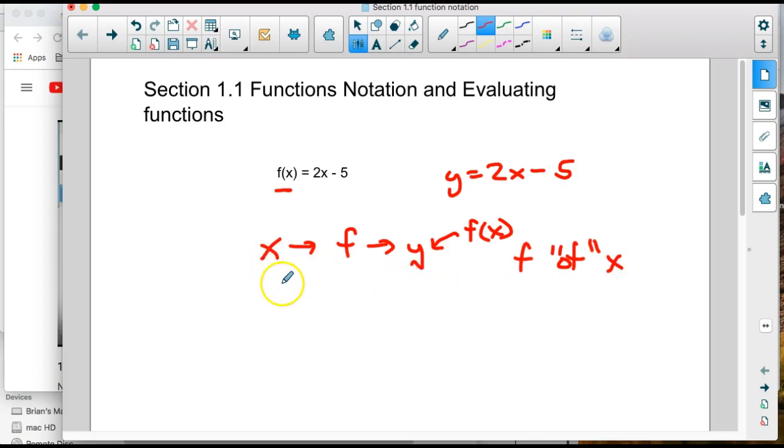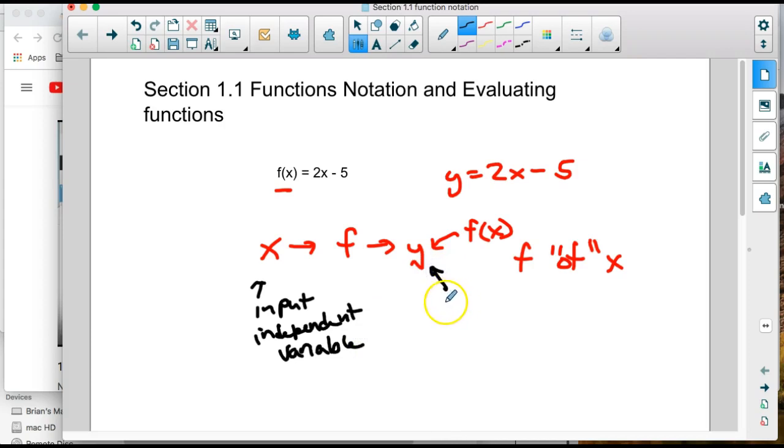So the values that go into the function are your input or your independent variable. Those coming out for y are the dependent or the output variable. Now, what we're going to be looking at is this notation and how to evaluate this notation.